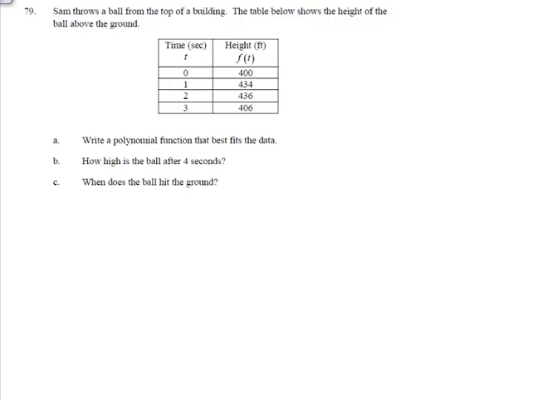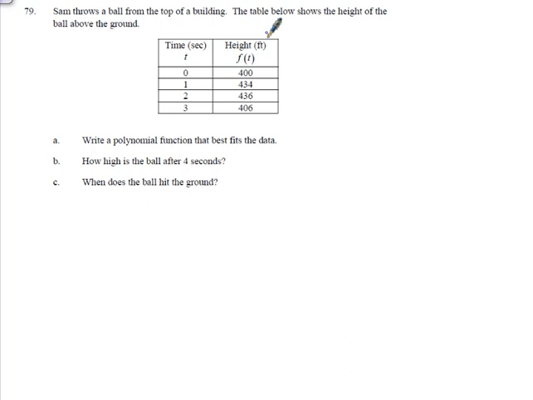And that brings us to our last problem. Sam throws a ball from the top of a building. Write a polynomial function that best fits the data. How high is the ball after 4 seconds? When does the ball hit the ground? So this is just like the problem from the last quiz we did, where we're finding the common difference. The only difference is that the chart is flipped.